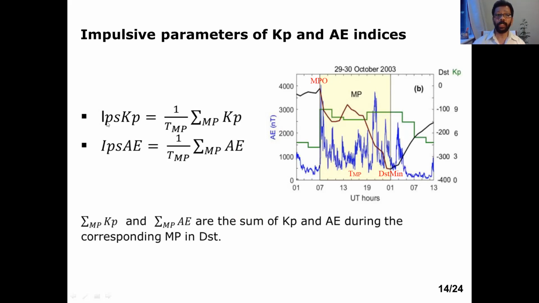Then for defining the new parameter of KP, we found the sum of KP during the main phase and divided by the duration of the main phase. Simultaneously, for the AE index, IPS-AE is equal to the sum of AE during the main phase divided by its duration.